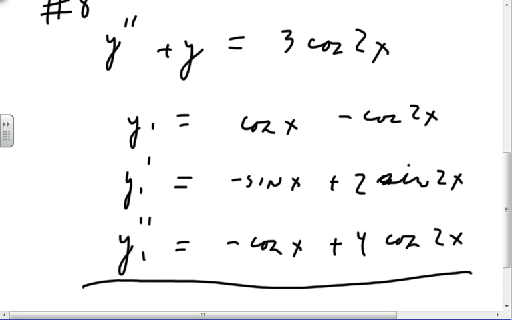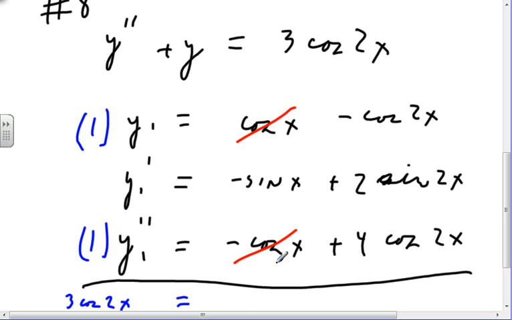Now, if I take one of those and one of those, that would be the same as taking y double prime plus y. If I do that, I'm supposed to get 3 cosine 2x. So that's what I'm going to do. I got a cosine and I got a minus cosine. They go away. I got a minus cosine, I got 4 cosine, so that's going to give me 3 cosine 2x. Check, my solution works.